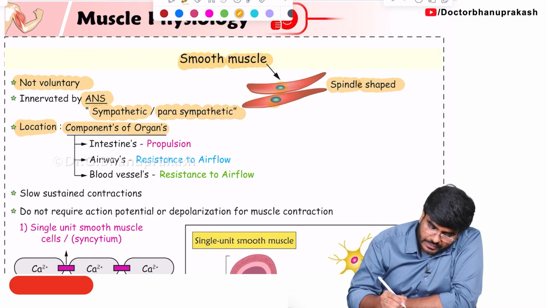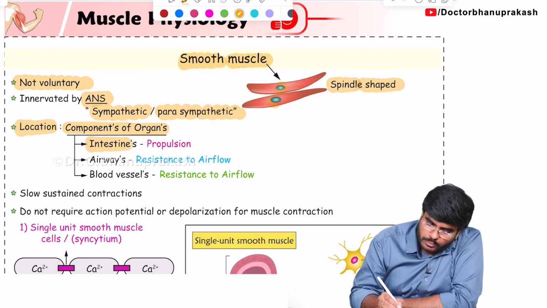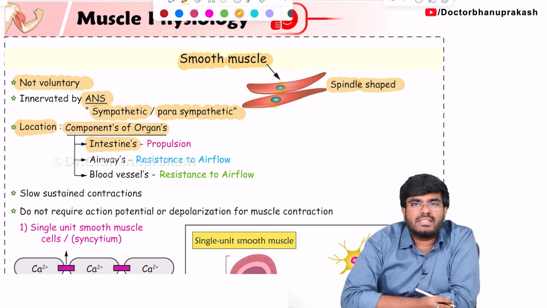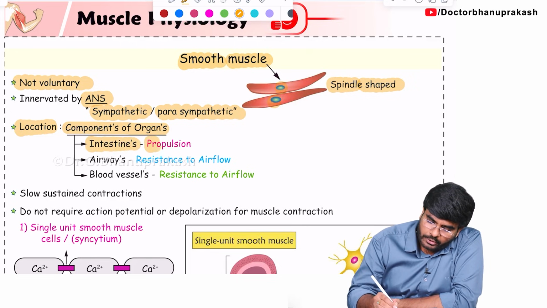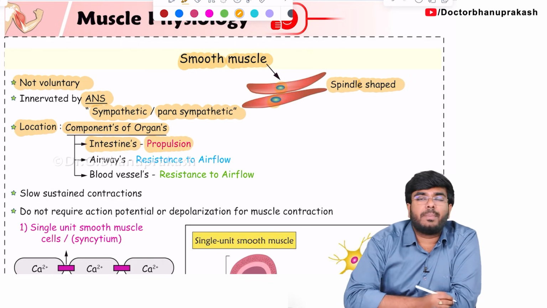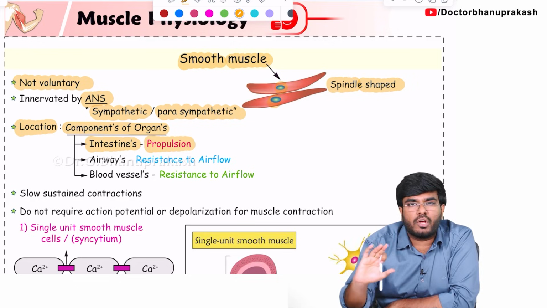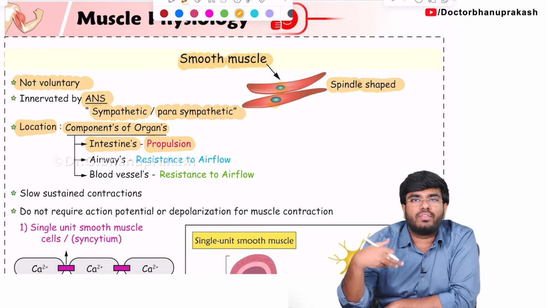For example, the intestines. What is the role of the smooth muscles in the intestines? We know there is a muscularis layer in our GIT. What is the importance of this muscularis layer? It helps in the contractions of the GIT. Peristalsis and segmentation help in the propulsion of the food, help in the mixing of the food with the different digestive enzymes, and help in the digestion of the food.